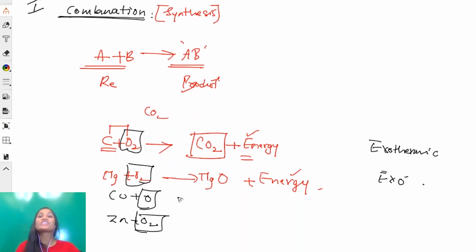Is this a skeletal equation? Yeah, the equations are skeletal. I haven't used balanced equations. But guys, whenever you are writing in exams or in your unit test or wherever, ensure that you write balanced equations. Right?